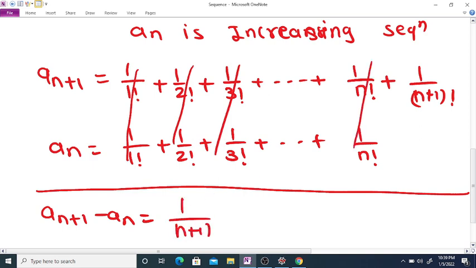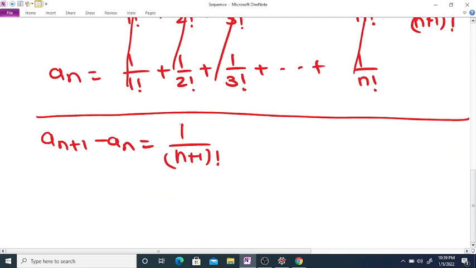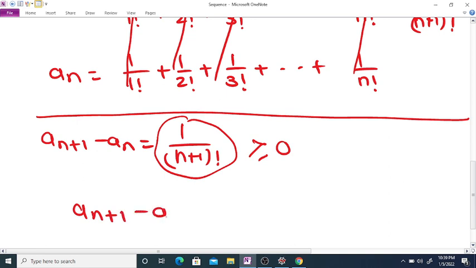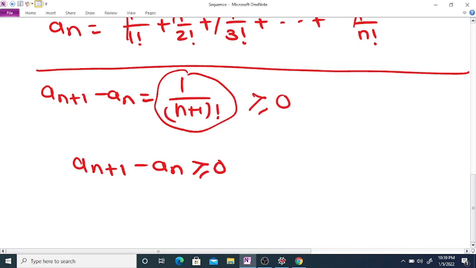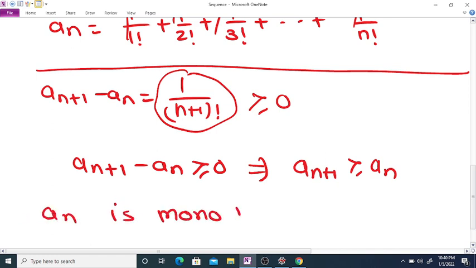Now since n is a natural number, this term is a positive term, and therefore it is greater than or equal to 0. Therefore an plus 1 minus an is greater than or equal to 0, and from this we can write an plus 1 is greater than or equal to an, and therefore an is a monotonically increasing sequence.